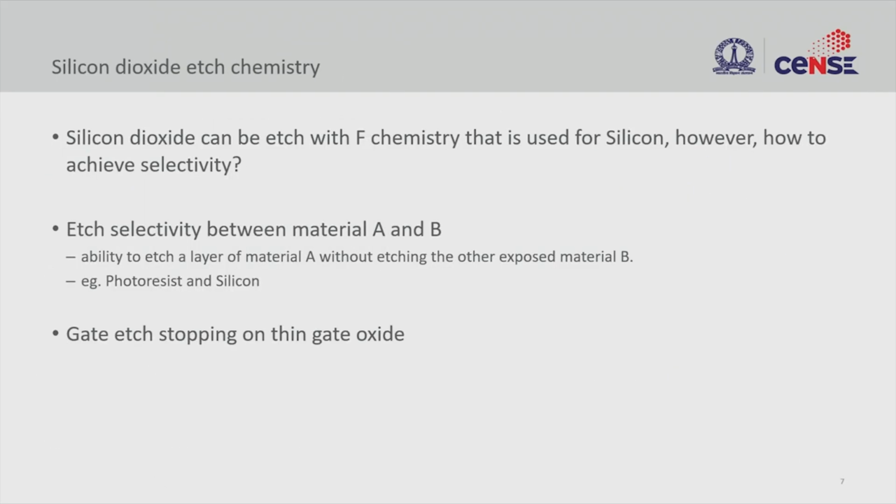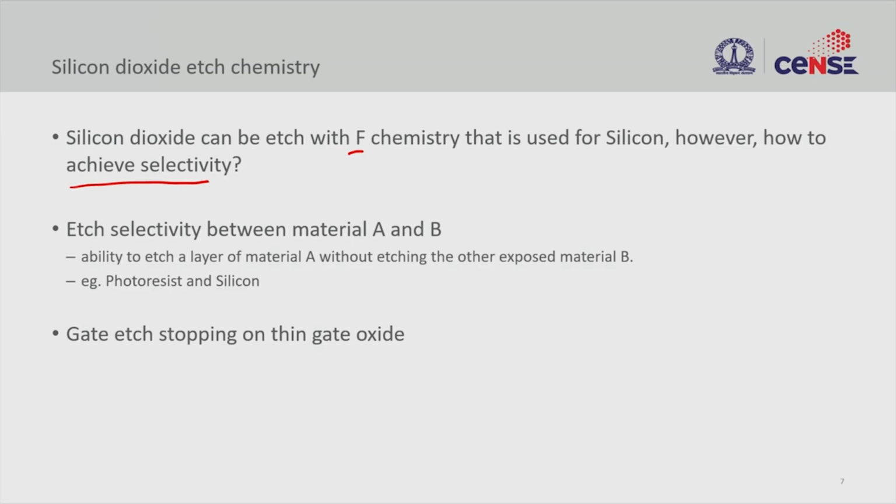So let's look at silicon dioxide chemistry. Fluorine also etches silicon dioxide. It attacks both silicon and silicon dioxide. Etch rates could be slightly different, but it attacks. But what you want to do is to achieve selectivity. If I am etching silicon dioxide, I only want to etch silicon dioxide while silicon is unaffected. Similarly, if I am etching silicon, I don't want the chemistry to attack silicon dioxide.